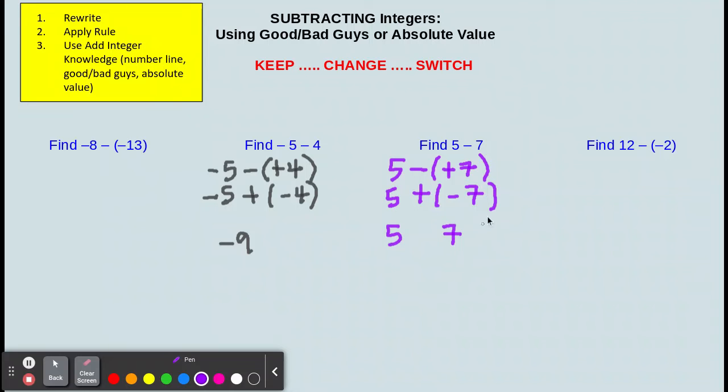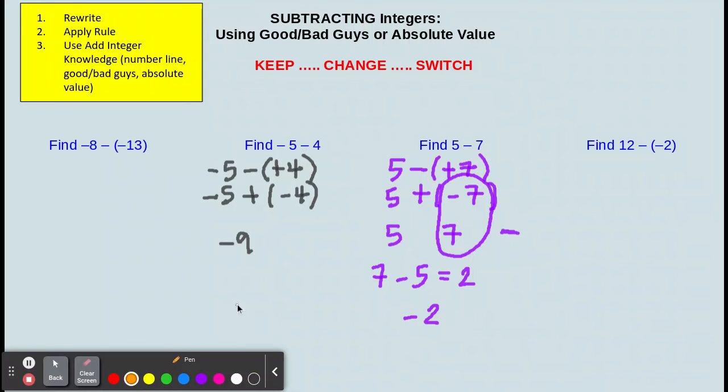Which absolute value is bigger? The negative 7. That means what? Our final answer is going to be negative. Since these are different signs, remember, different signs means you subtract. 7 minus 5 is 2, and we keep the sign that we circled, so our answer is negative 2.